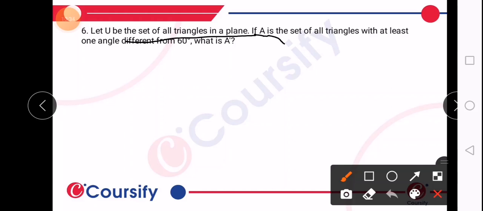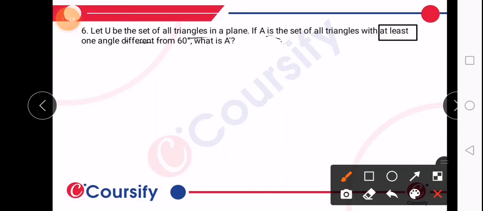Set comprises of triangles in a plane. Now, if A is a set of all triangles with at least one angle different from 60 degrees, what is A complement? Which means we have to look out for a triangle. Now, A is a set with one angle different from 60. The most important word in here is "at least", because this word means that in the given set of triangles we have at least one angle different from 60.